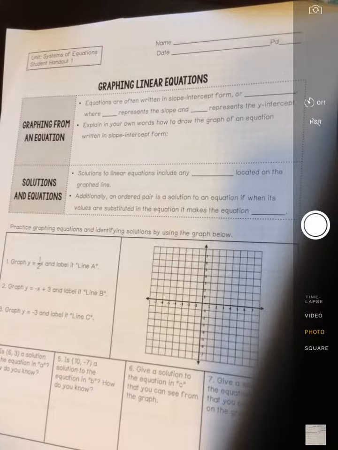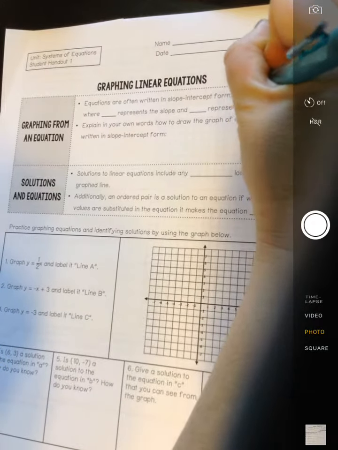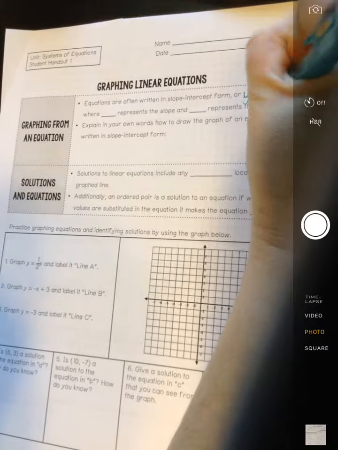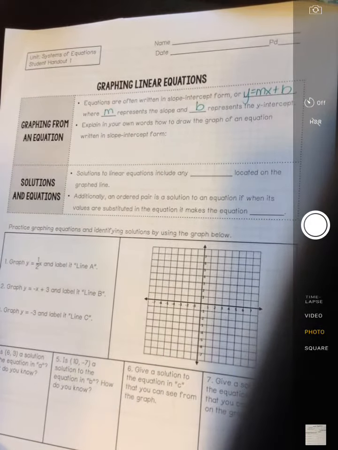Okay, guys, so we're starting our next little unit. It's still a part of linear equations, but it's called systems. So we're starting first by just reviewing graphing linear equations that we learned last unit, and then we're going to kind of apply more as we go. So equations are often written in slope-intercept form, which we know is y equals mx plus b, where m represents the slope and b represents your y-intercept.